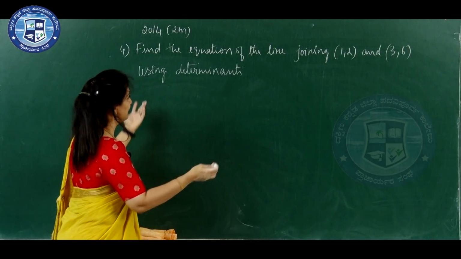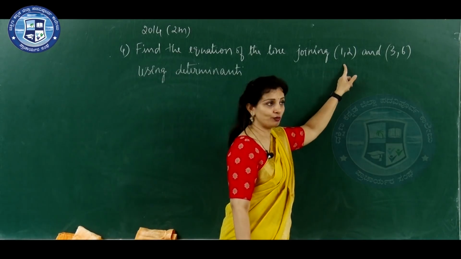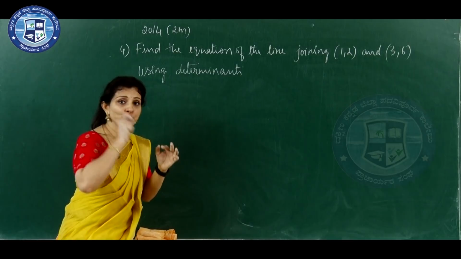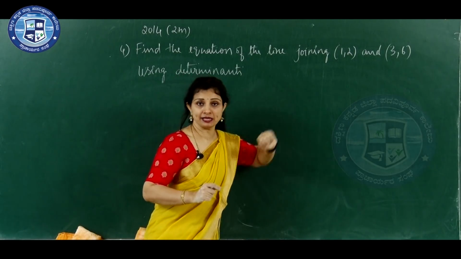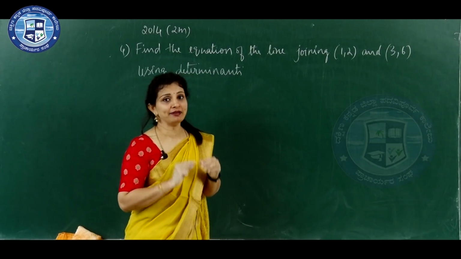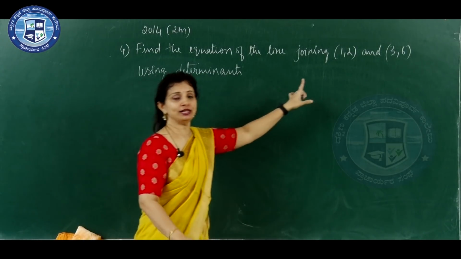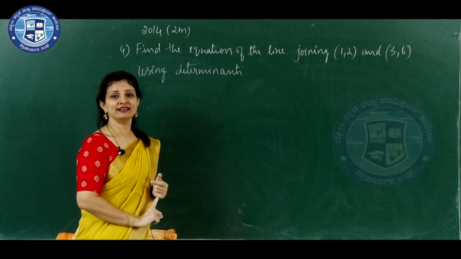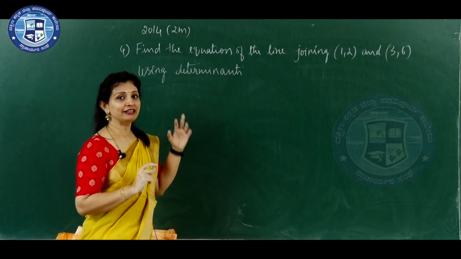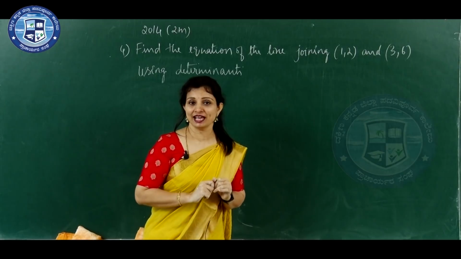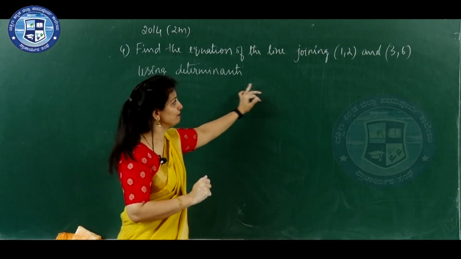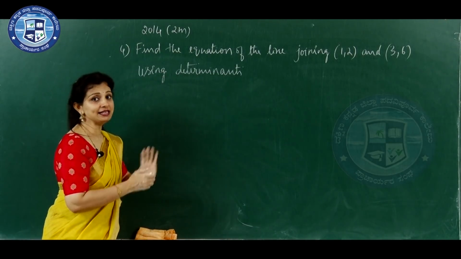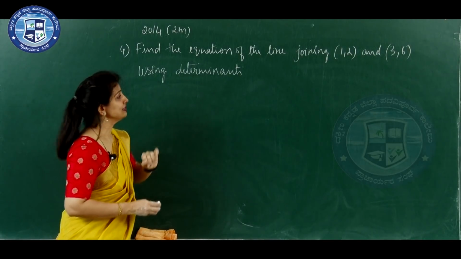To do that, let us consider the 2 points as A(1, 2), B(3, 6). If we assume one more point on the line joining A and B, let that be P(x, y), any point on the line joining the points A and B. So, we get to know that 3 points are collinear. If the 3 points are collinear, what is the area of the triangle? Yes, the area of the triangle will be 0. Area of the triangle formed by 3 collinear points is 0. So, we will apply that property of determinant and solve this.